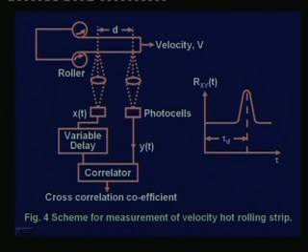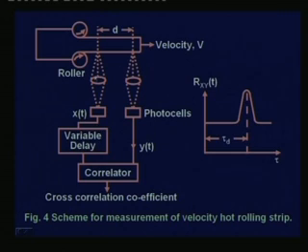We have rollers here; these two are called the rollers. Since the strip is hot, it will work as a light source. We have collimator lenses, these two. The light will come, focus, and form on the photocells. We have two photocells, one here and one there. We have a variable delay here.